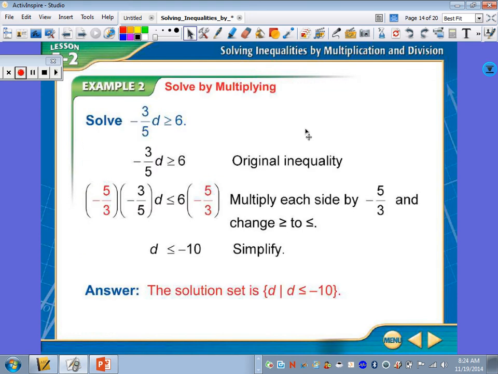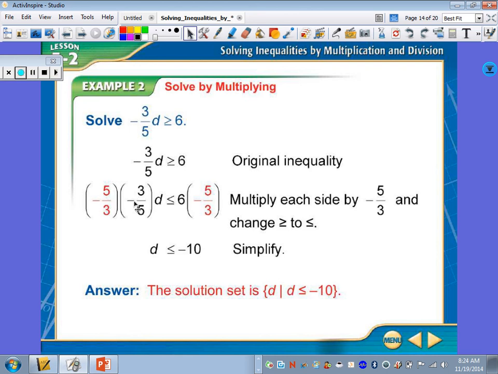Now, for this particular example here, you'll notice that we have negative 3/5 times d is greater than or equal to 6. So we're going to multiply by the reciprocal, but it's going to be negative because we need this to be a positive 1.